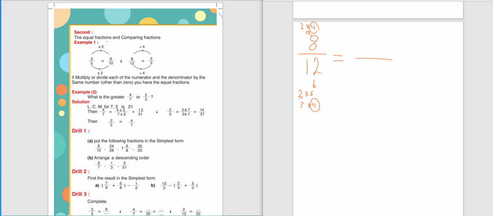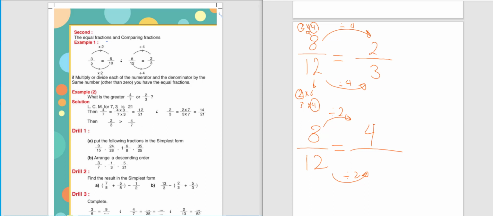Okay, and we can divide also by 2. Let's start divide by 4. 8 divided 4, up and down, we get 2. 8 divided 4 equal 2, and 12 divided 4 equal 3. If I want to divide 8 and 12 by 2, 8 divided 2 equal 4, and 12 divided 2 equal 6.